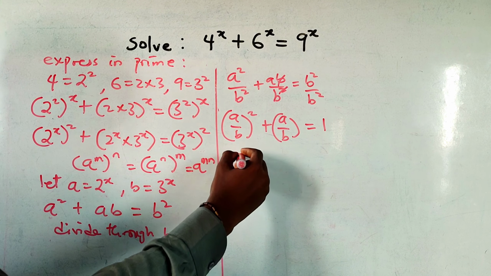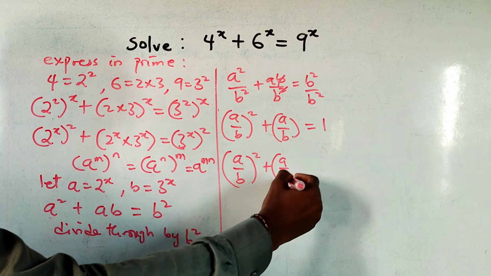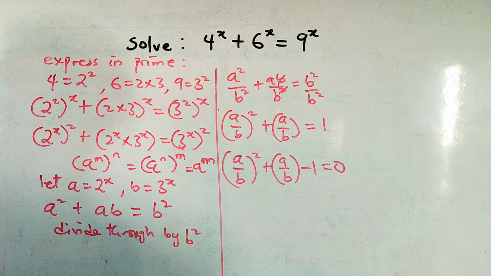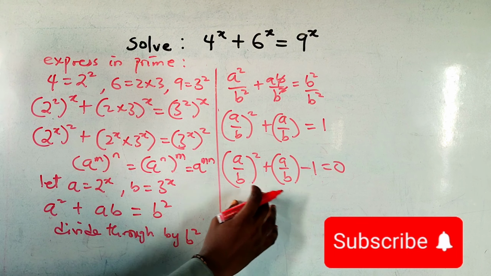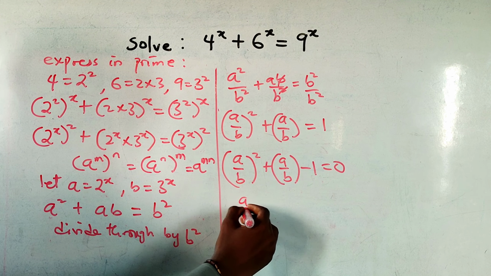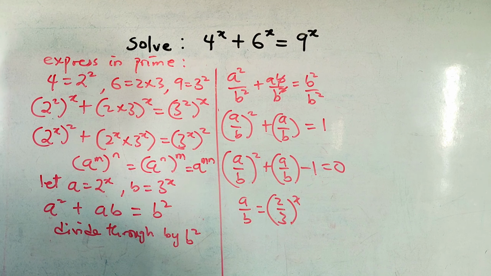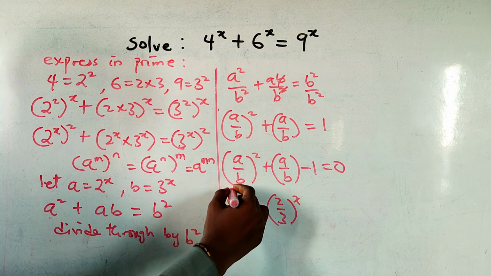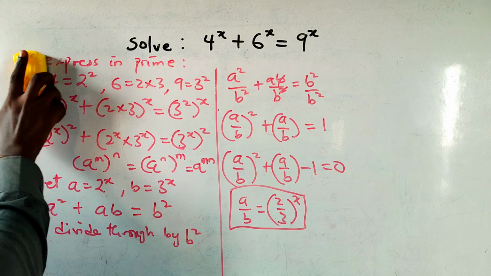Now if I rearrange this, I would have (a over b) all squared plus a over b minus 1 equals 0. You can see that this is a quadratic equation. So before we continue, I want us to remember that a over b would be 2 over 3. You remember, because this is 2 raised to the power x and 3 raised to the power x, so I can bring the x. So remember this before we continue. All right, let's get rid of this.